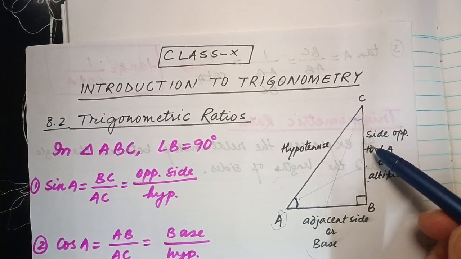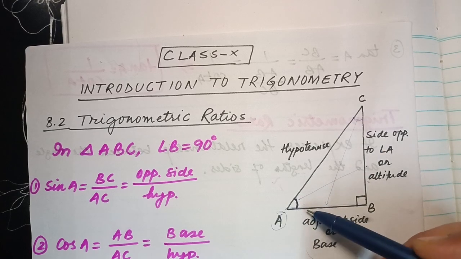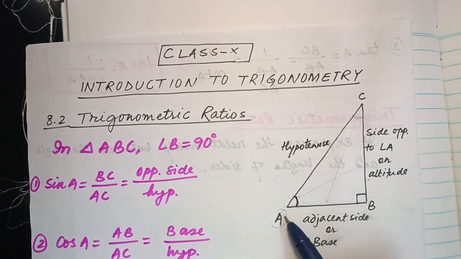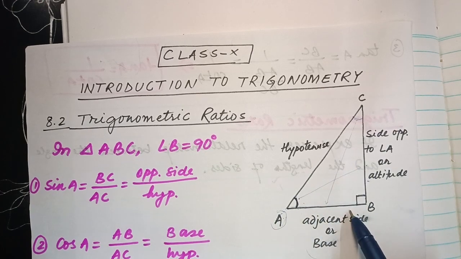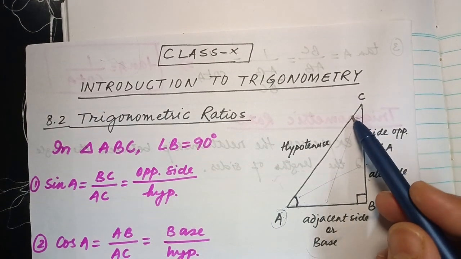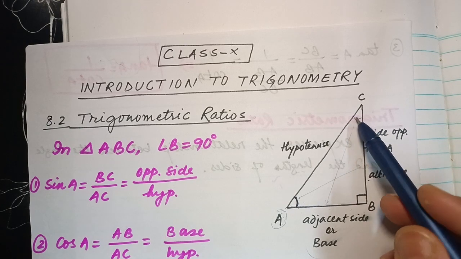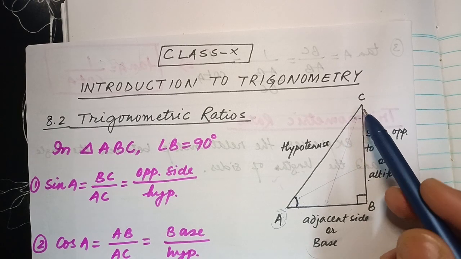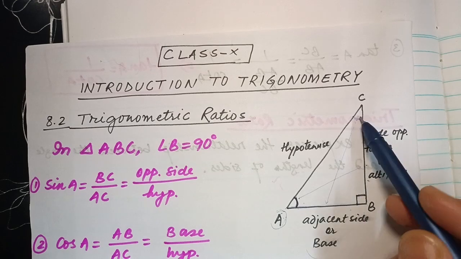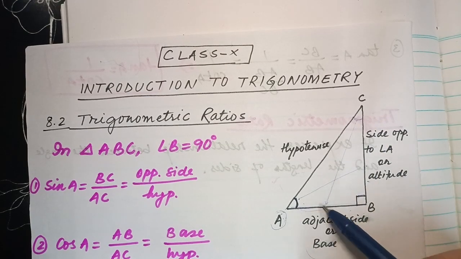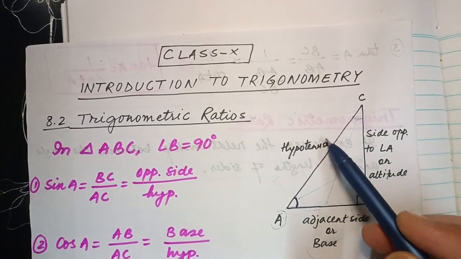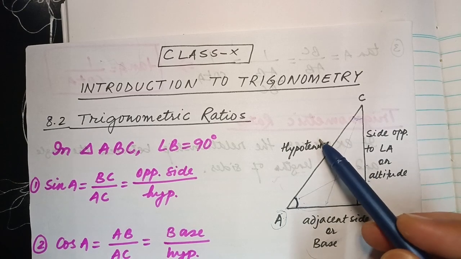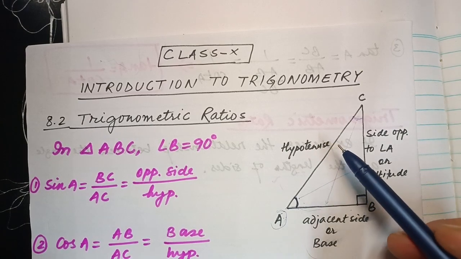So it varies according to the angle which you choose. If I say A is your angle, then this will become the opposite side and this will become the base. But if I say angle C is the angle from which you are going to measure, then this side will become the base, and the opposite line to this angle is known as the opposite side. And the longest side of a right angle triangle, as you know from your earlier class, is known as the hypotenuse.